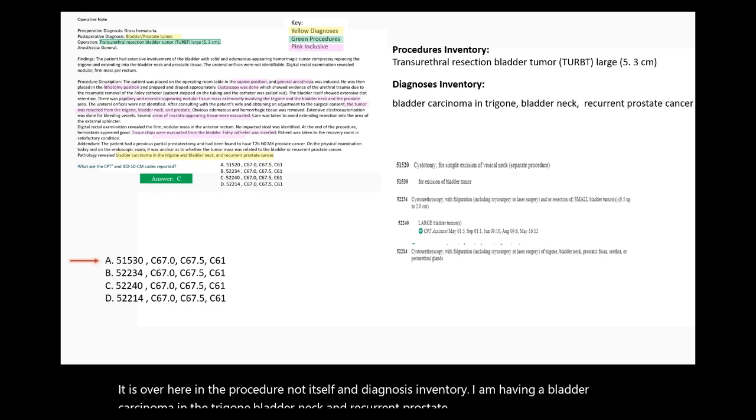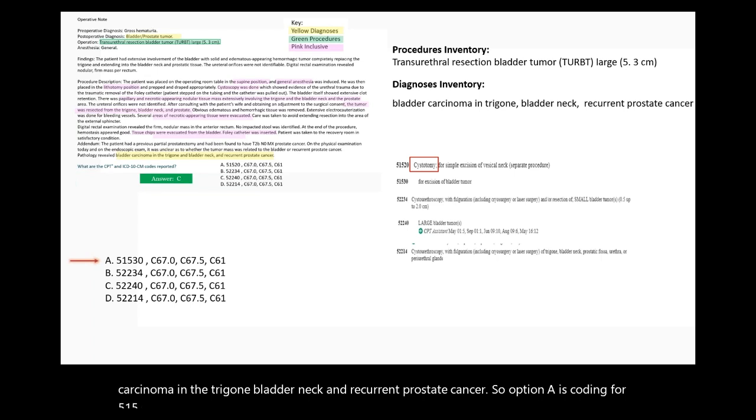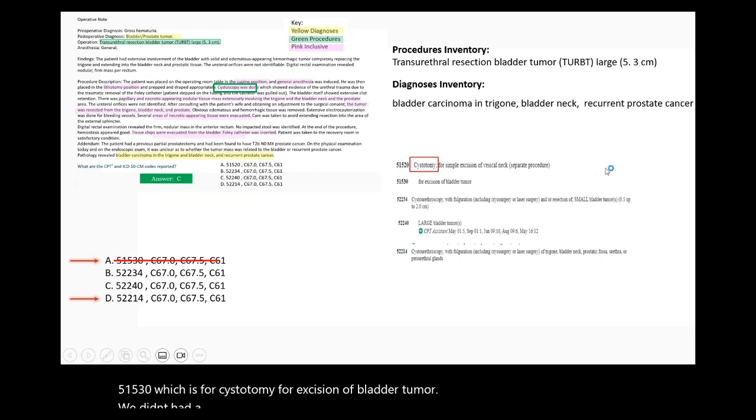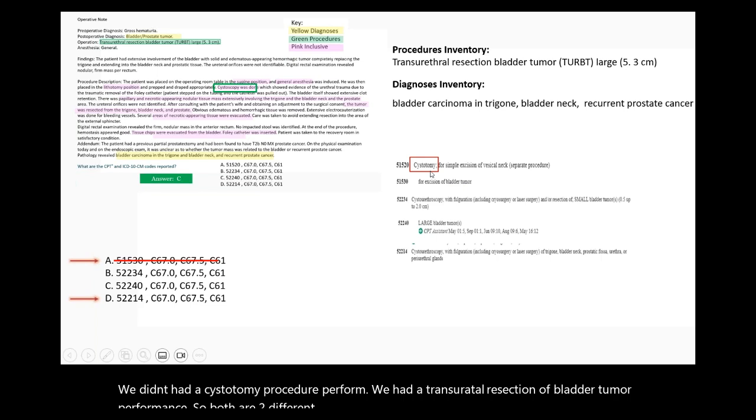So option A is coding for 51530, which is for cystotomy for excision of bladder tumor. Well, we didn't have a cystotomy procedure performed. We had a transurethral resection of bladder tumor performed. So both are two different, totally different procedures.